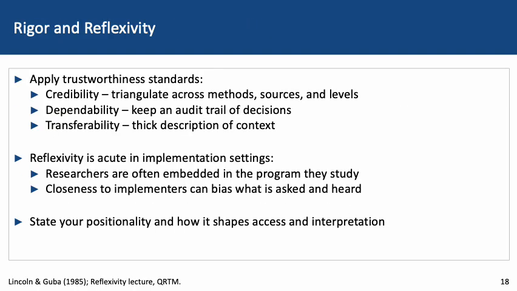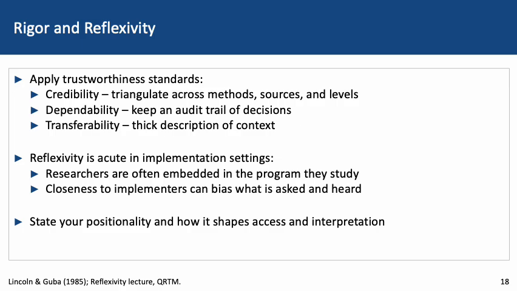So in this slide, we're going to talk a little bit about rigor and reflexivity. Rigor is an important element of most research. It is about maintaining or achieving certain scientific standards in the research, and rigor describes those standards and how to achieve them. In qualitative research, we apply trustworthiness standards to our data. These are three of the ones mentioned here.